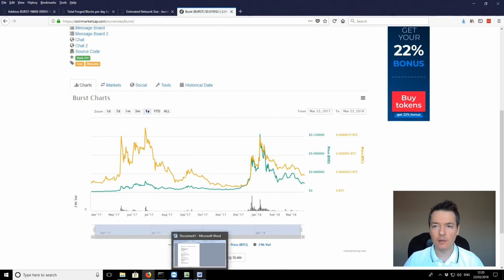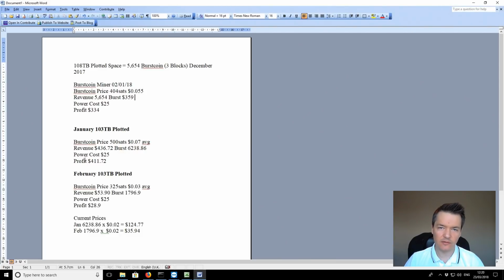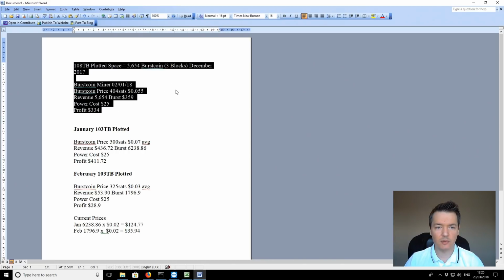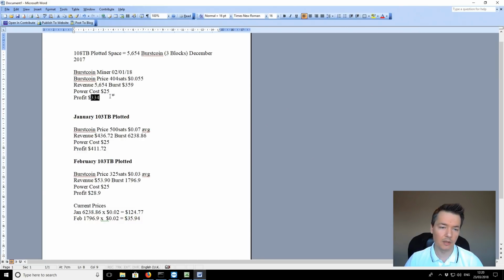So now let's take a look at my calculated earnings for the periods of January and February. I've just got a WordPad, just for simplicity, to keep it simple to explain to you guys. At the top here, I've got my December figures, which you would have seen in my previous video. December was a really good month, mostly because of that McAfee pump, where he tweeted about Burstcoin. That helped pump the price up, so that gave us a really good dollar price per Burstcoin. You can see we ended up coming out with $334 for the end of December.